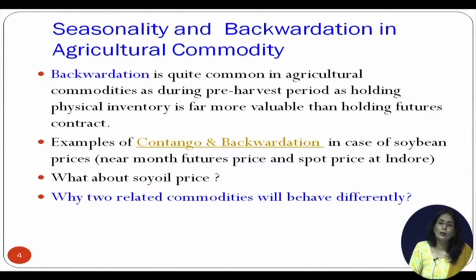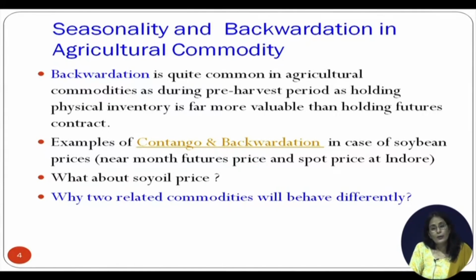And contango is a situation where the spot price is less than the near month futures price, and the near month futures price is less than the next near month futures price, so on and so forth. That is, spot price is less than M1, M1 is less than M2, and M2 is less than M3, so on and so forth. So that is a market which is called a contango market.